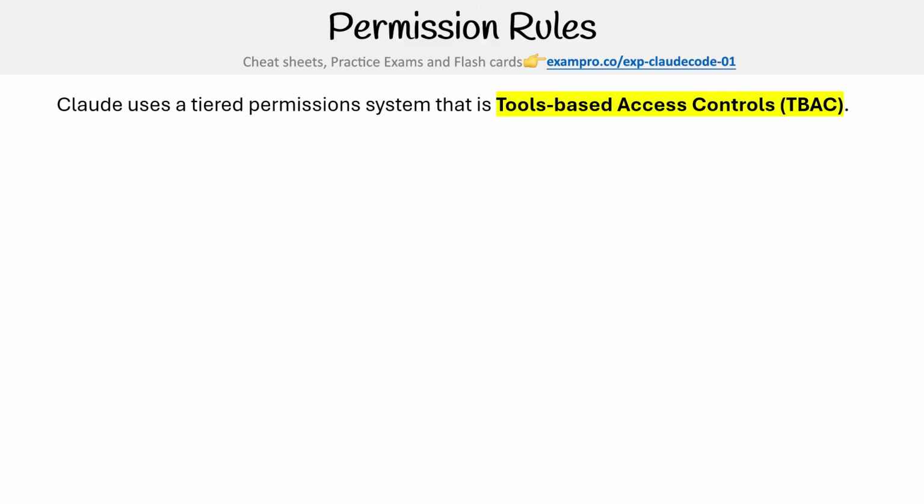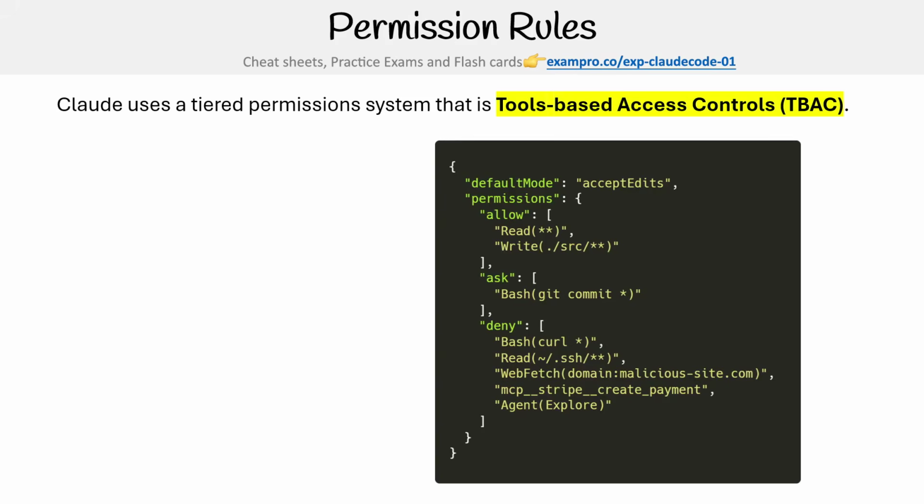All right, let's take a look here at permission rules. Claude uses a tiered permission system that is tool-based access controls, or TBAC. And you won't find that anywhere on the internet because I just came up with it. So we all know RBAC, role-based access controls, but the way the permissions work with Claude, it's all around their tools, okay? But here's an example of permissions, and this would be in your settings.json. We saw it earlier in the settings.json section, but we're going to go deeper on this stuff.